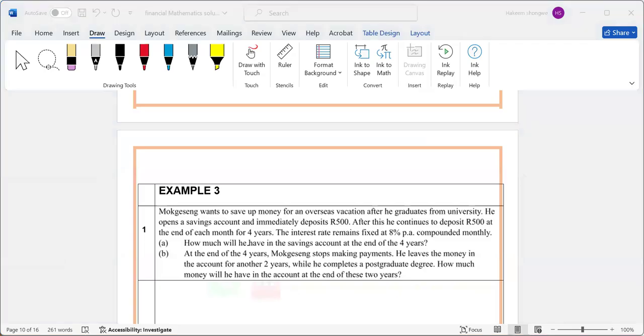Mokassem wants to save up money for an overseas vacation after he graduates from the university. He opens a savings account, and look at this keyword here: he opens an account and immediately deposits 500. So he opens the account and immediately puts in 500. We're going to highlight this one.